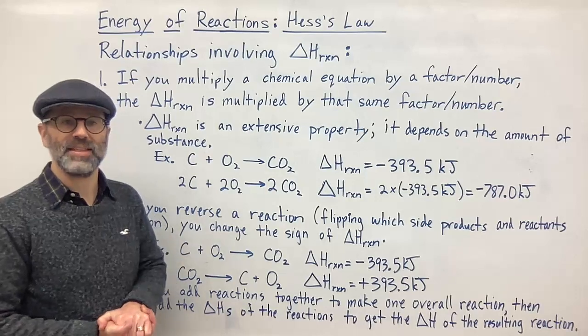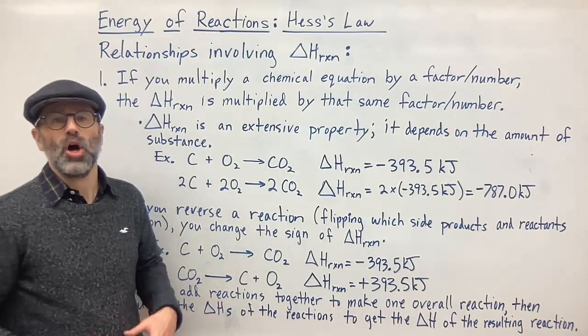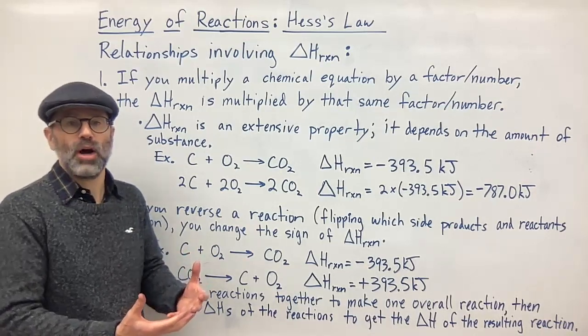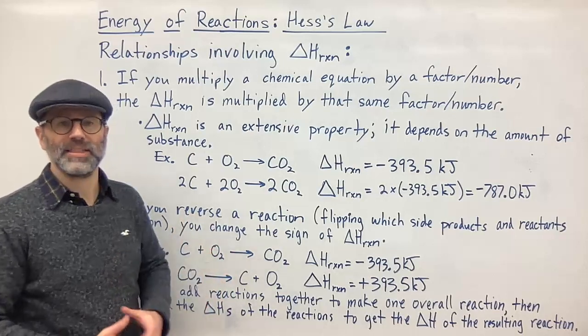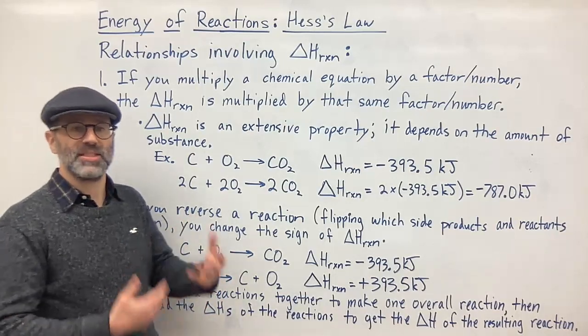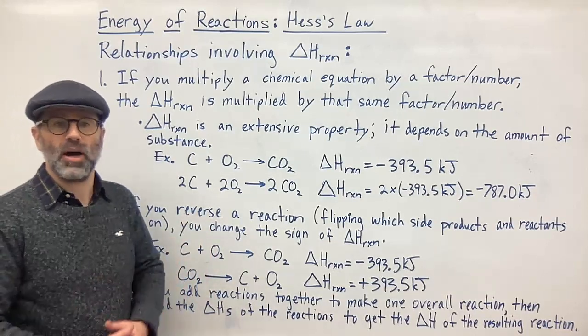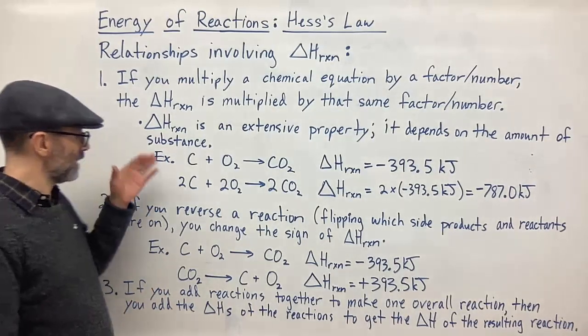So the delta H of a reaction, or the heat of a reaction, is an extensive property. So the more that's going through the reaction, the more heat that's evolved or absorbed by the reaction. So the more substance you have, the more heat you have, right? So here's an example.